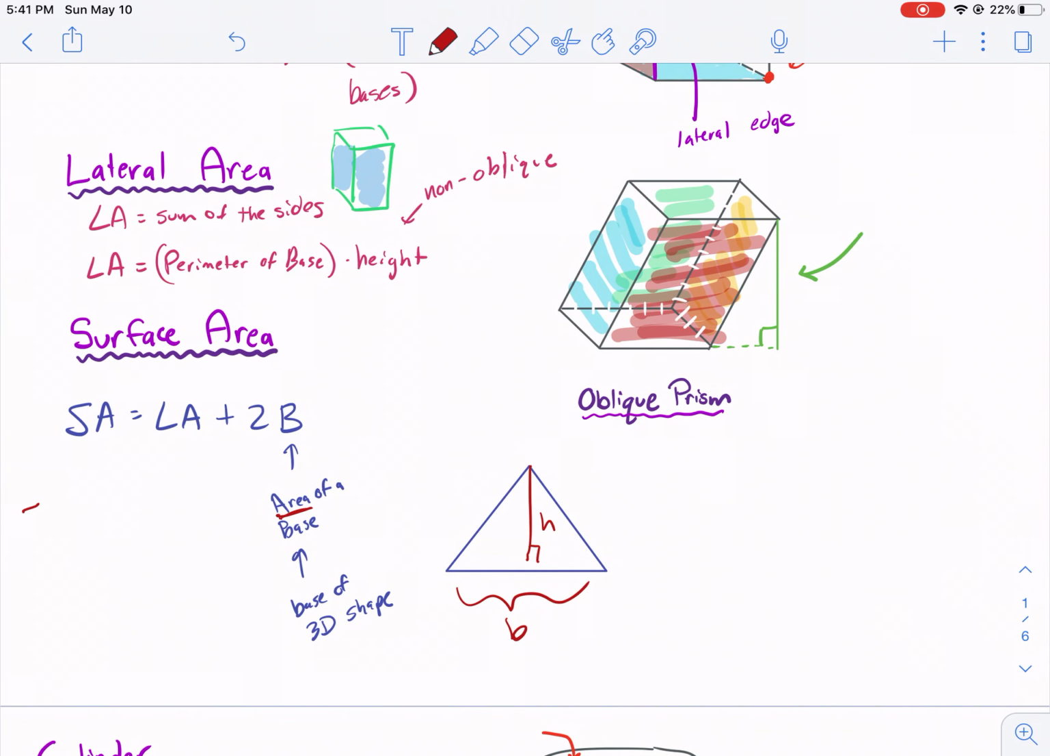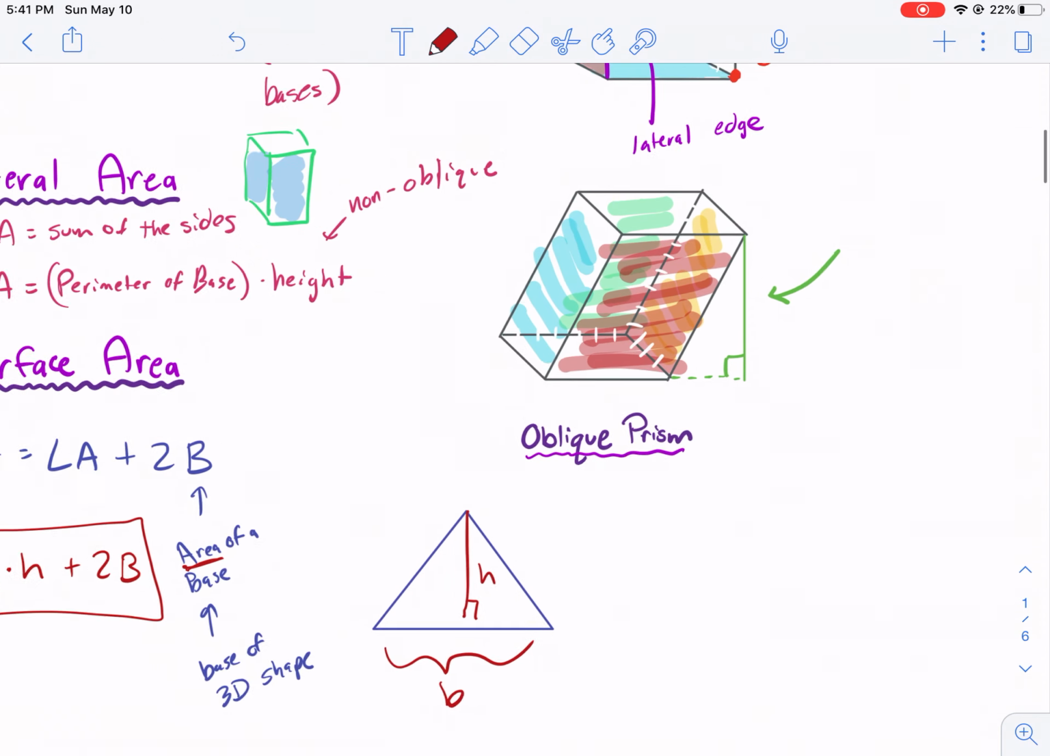In short, we could combine the 2 formulas that we had for non-oblique prisms, and we could say the perimeter of the base times the height plus 2 times the area of the base. And that would be our surface area formula.